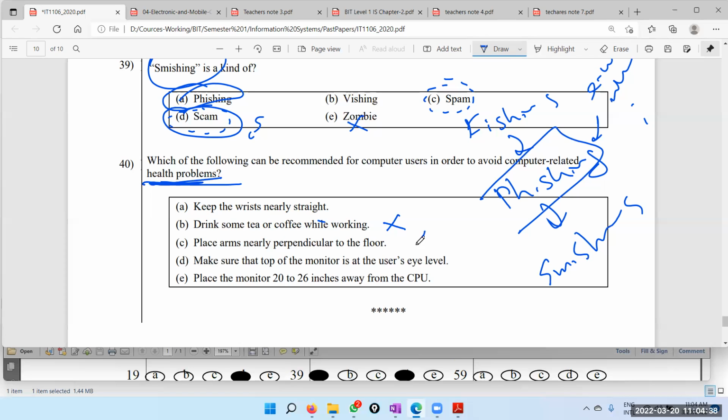Right. So I will not take that. Make sure that top of the monitor is at the user's eye level.